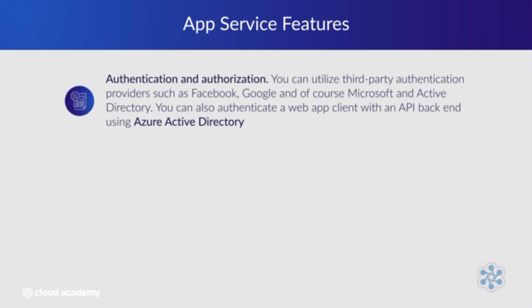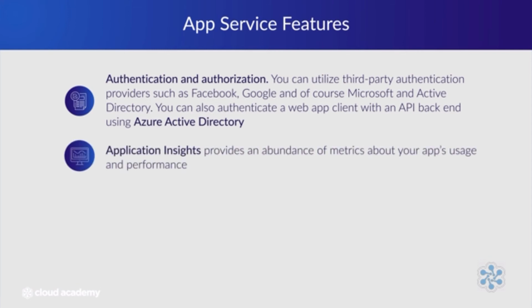Here are some of the features that are available to use with your web app. Authentication and authorization. You can utilize third-party authentication providers such as Facebook, Google, and of course Microsoft and Active Directory. You can also authenticate a web app client with an API backend using Azure Active Directory. Application Insights provides an abundance of metrics about your app's usage and performance.